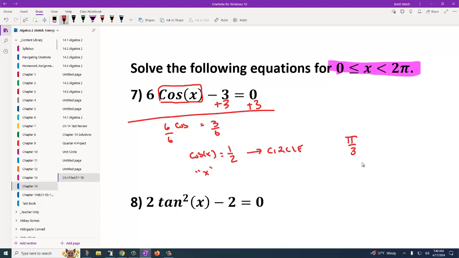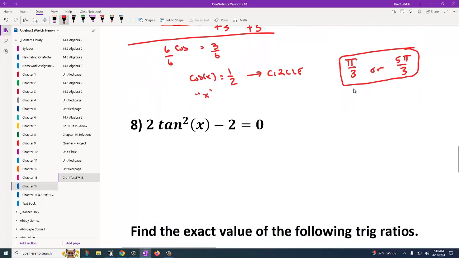But at pi over 3, the x-coordinate is 1/2. There should be a second answer. 5 pi over 3. Cosine moves straight up and down. 5 pi over 3. If any of that doesn't make sense to you, come talk to me in class. That is just reading the unit circle for your answers. Notice, I want them between 0 and 2 pi. I don't want the degree equivalent. But if you wrote the degrees down and the radians, you're not getting it wrong. I want you to tell me the radian version.